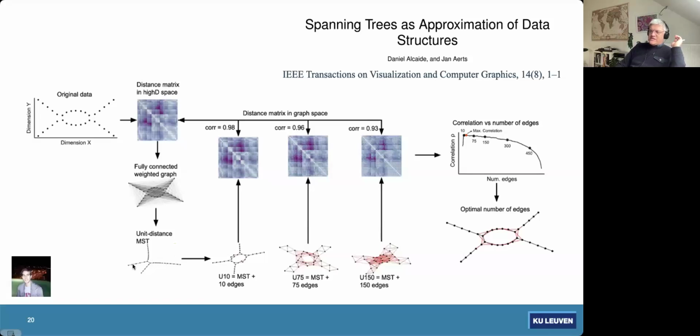So what we then do, we have this minimal spanning tree, and we start adding, well, not one by one, a couple of edges at a time. And very quickly, a link will be made between this end and this end. So we get this shape back. And we keep on doing that. And for each of these, we create a distance matrix, again, based on this length. So we get a distance matrix based on this length, and we calculate the correlation with the original distance matrix in high dimensional space. And basically, that's what this plot shows. You take the one with the highest correlation between the two. This is your final network.